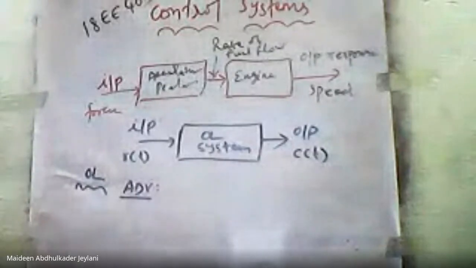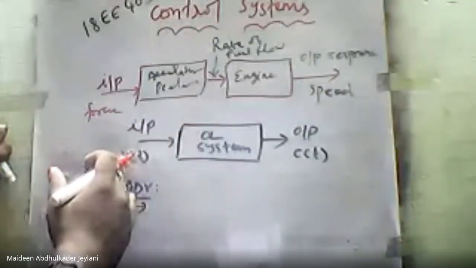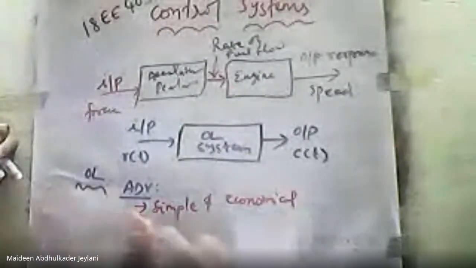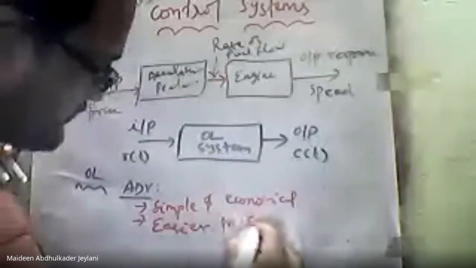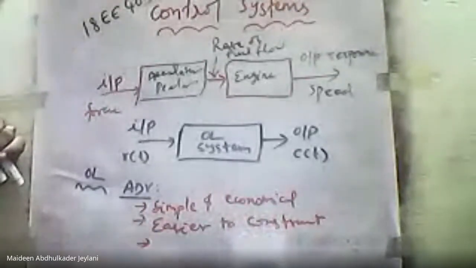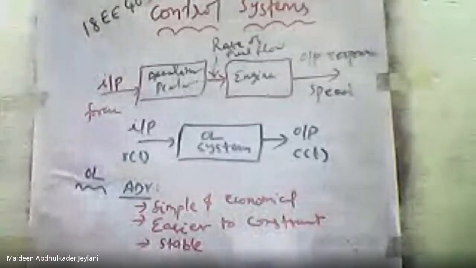So the advantages of an open loop system: the first one is that the open loop system is simple and economical, because we don't have any external component or feedback component from our output to the input. Clear? That's why open loop systems are simple and economical. By construction, open loop systems are easier to construct. Clear? And open loop systems are stable ones.